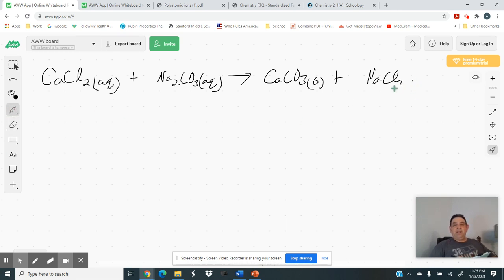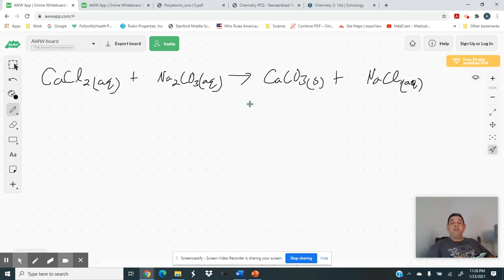If that remained solid, then this would be a very uninteresting and also very inaccurate problem. All right, so this is aqueous, aqueous, aqueous.